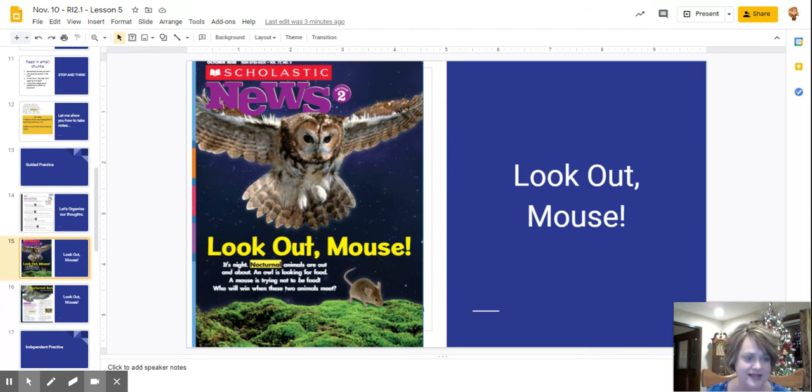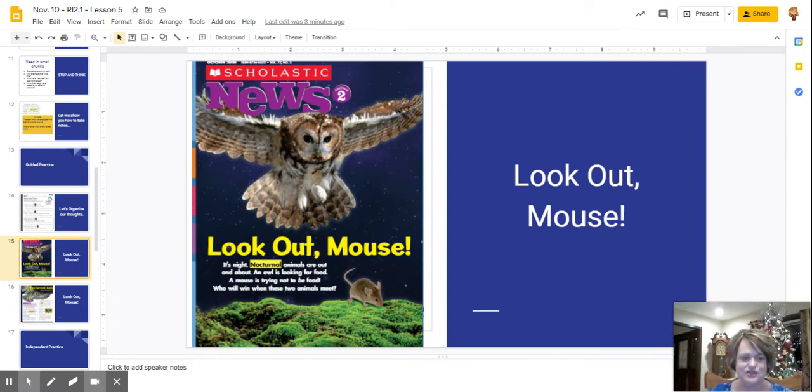So someone is saying, look out, mouse, here he comes. So let's read what this paragraph says. It says, it's night, nocturnal animals are out and about. An owl is looking for food. A mouse is trying not to be his food. Who will win when these two animals meet?